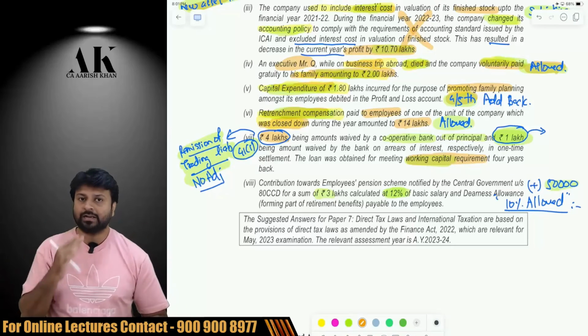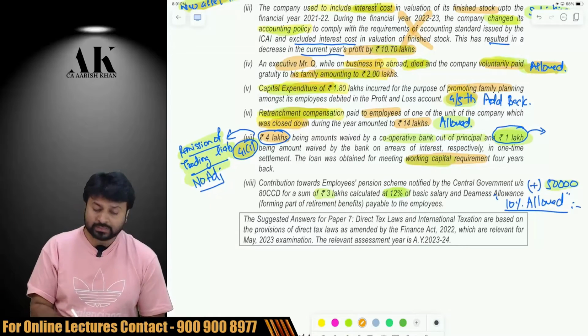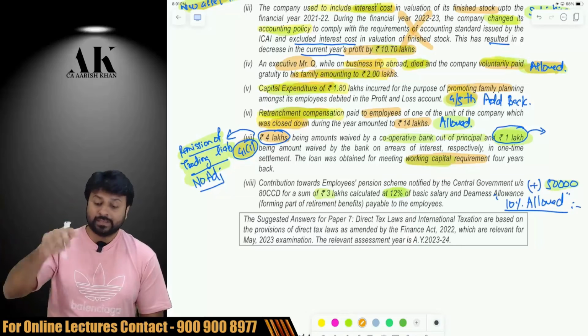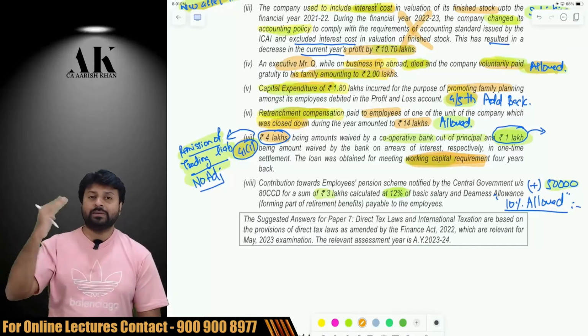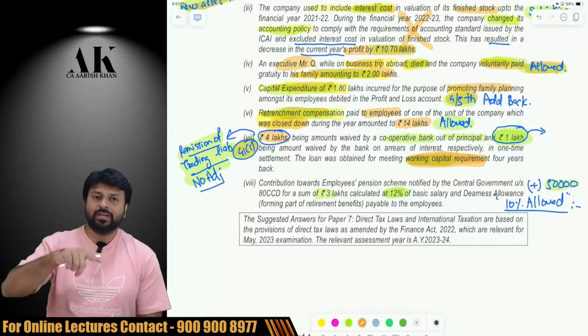Now the bank is waiving that loan. Now this will be deemed income under section 41 subsection 1. Why? Because it is a remission or cessation of a trading liability. Because I am taking the loan for working capital purpose. Therefore it is deemed income.